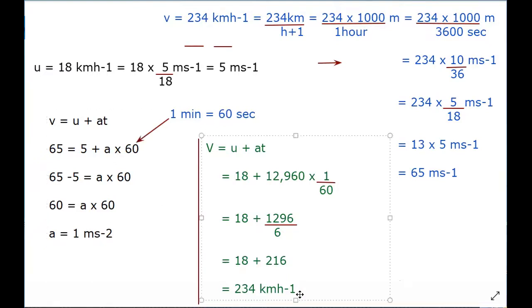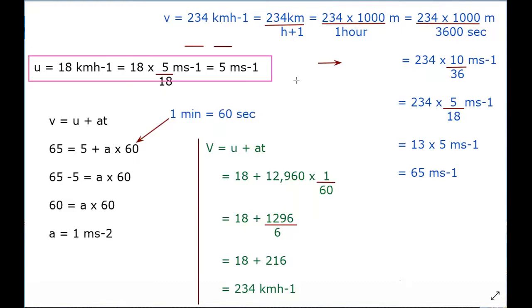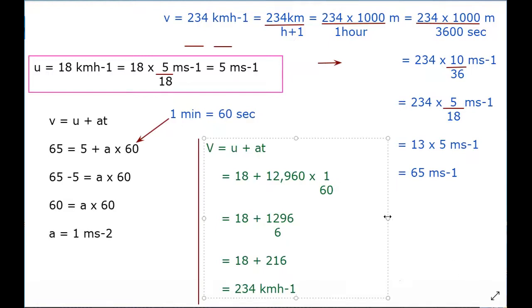That's it. So we have learned a lot from this question: how to solve problems without doing a unit conversion, how to do the problem after converting the units, and how to convert kilometer per hour into meter per second.